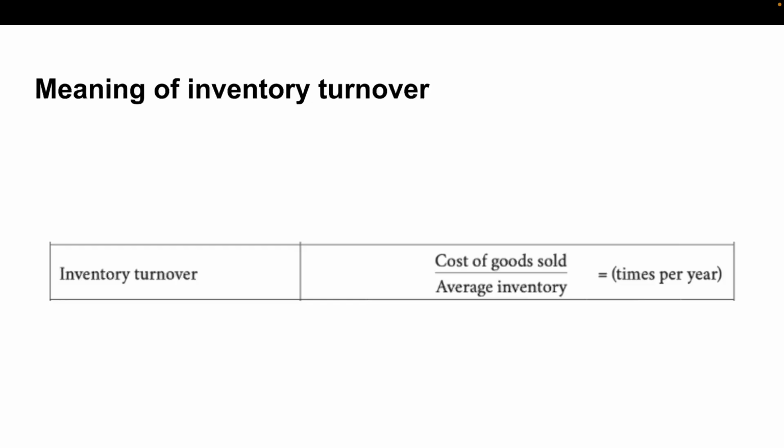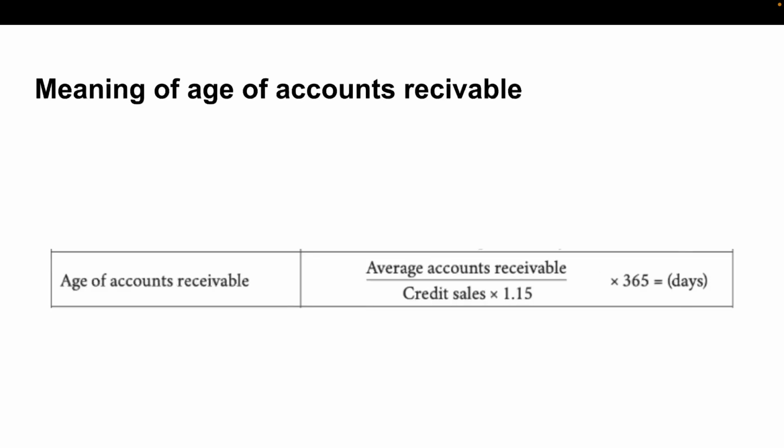Okay, moving on. The next one we'll look at is age of accounts receivable. This shows how long it's taking customers to pay back their debts to the business. To calculate this, it is the average accounts receivable divided by credit sales times 1.15 times 365.